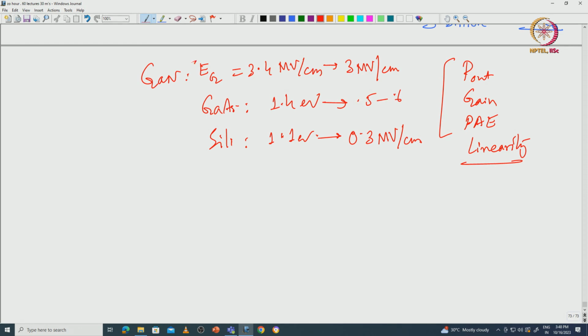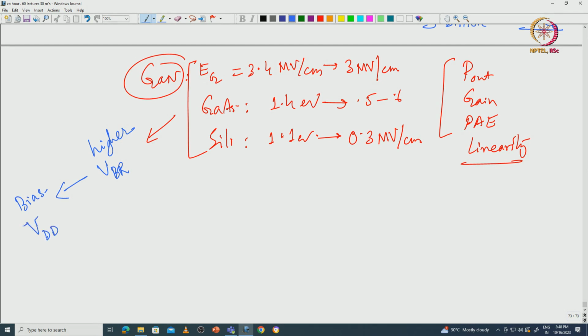Now why is it important? Because this means that a wider bandgap material such as gallium nitride can have higher breakdown voltage for the same dimension. If you have a higher breakdown voltage, you can bias it at higher voltage, VDD, the drain voltage, and a higher drain voltage bias will give you higher output power, our RF output power.